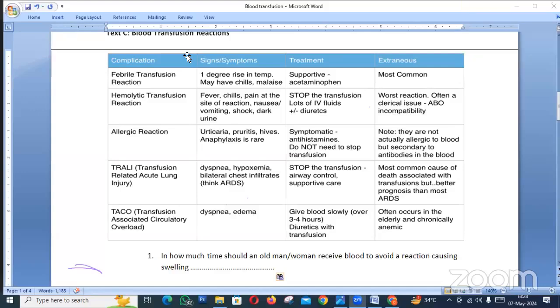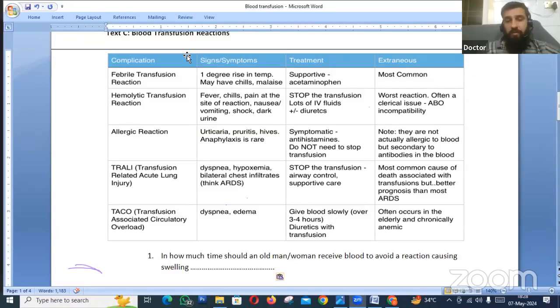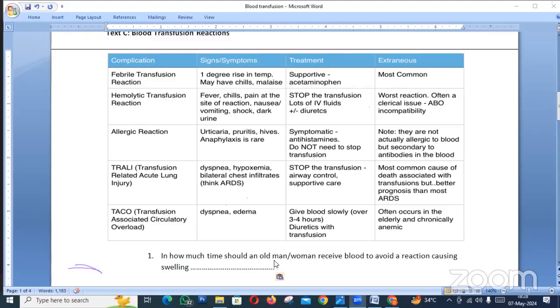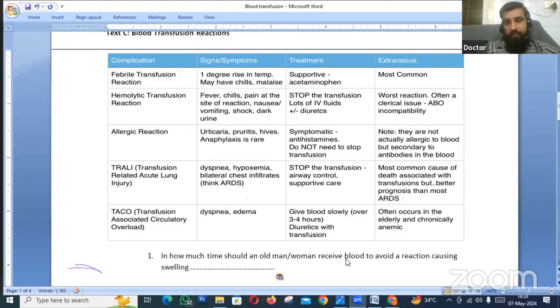Sir, I was thinking that is the answer because here it is mentioned about circulatory overload, and it's mentioned here that it causes edema or swelling. Anyway, you are correct: over 3 to 4 hours we have to give the blood to avoid it. That is good. But let me explain how I will find the answer. My question is, they're asking me about time, okay? Should an old woman or man receive blood to avoid a reaction causing swelling?